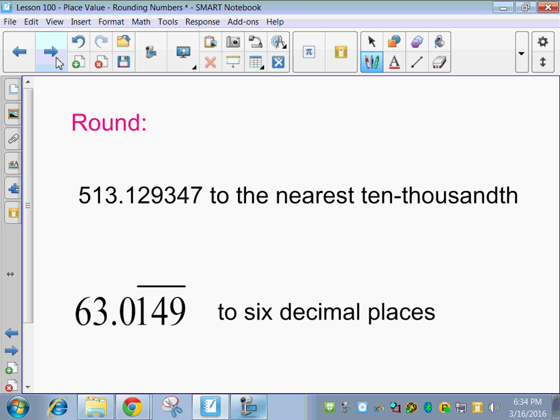Okay, now let's round 513.129347 to the nearest 10,000th. So this time, you guys, we have the TH on the end, we're to the right of the decimal. So let's review this here. We have the tenths place, the hundredths place, the thousandths place, the 10,000ths place, and then we draw our line right after that number. So again, the 4 is smaller, so we're not going to round up. So we're just going to stop our decimal right at the end there. And it's done.